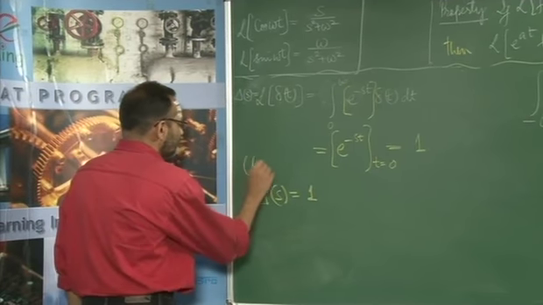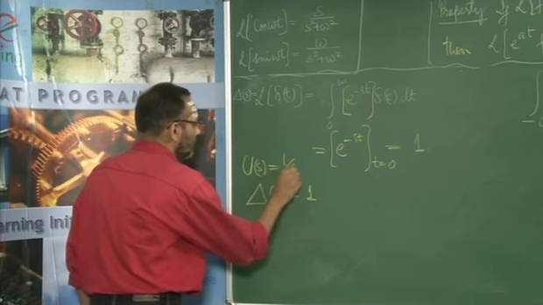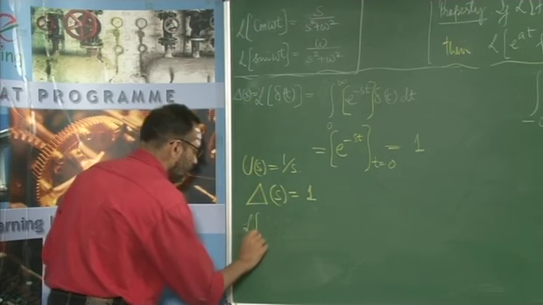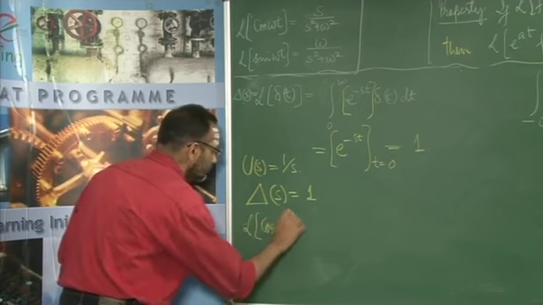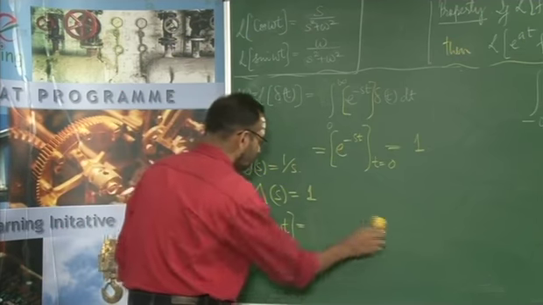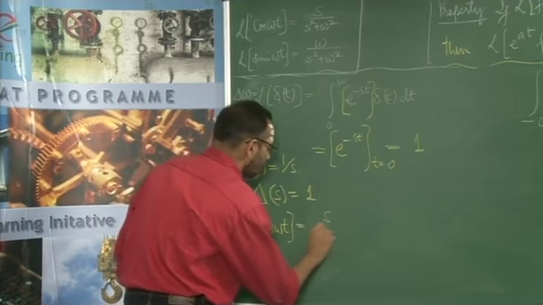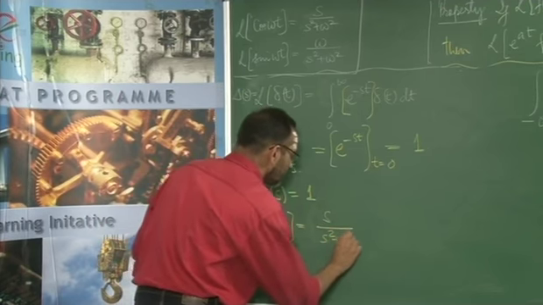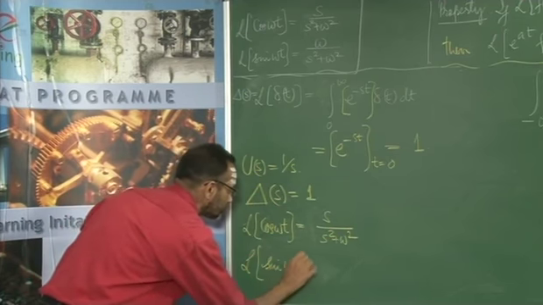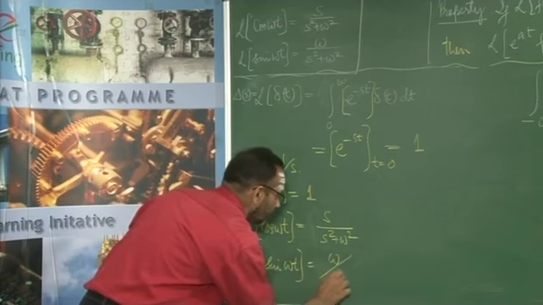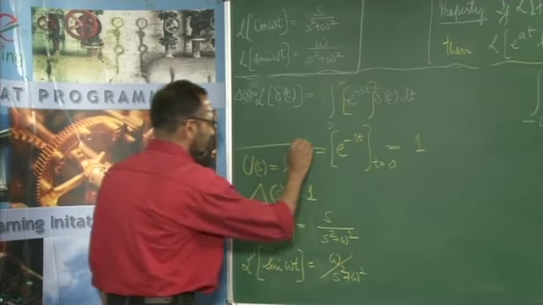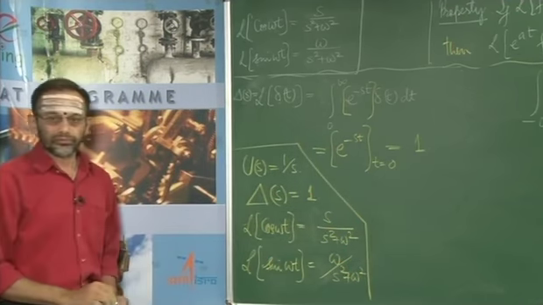Let us put all the results that we have till now. We had u of s equal to 1 by s, delta of s equal to 1, Laplace transform of cos omega t is s divided by s squared plus omega squared, and the Laplace transform of sin omega t is omega divided by s squared plus omega squared. So, these are the important results that we have got till now, all right.